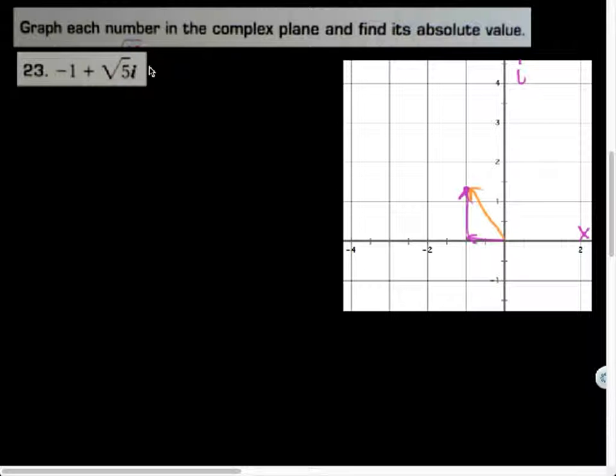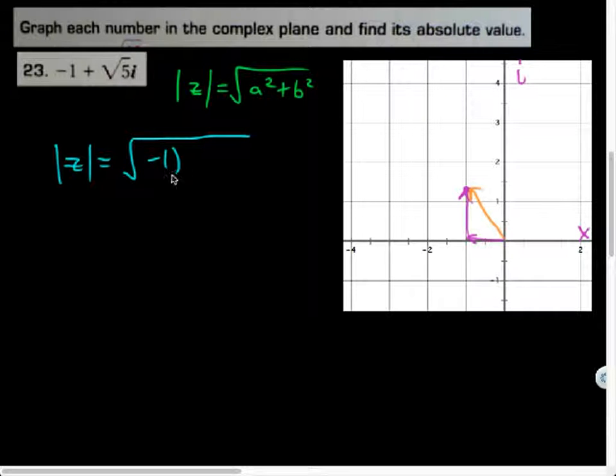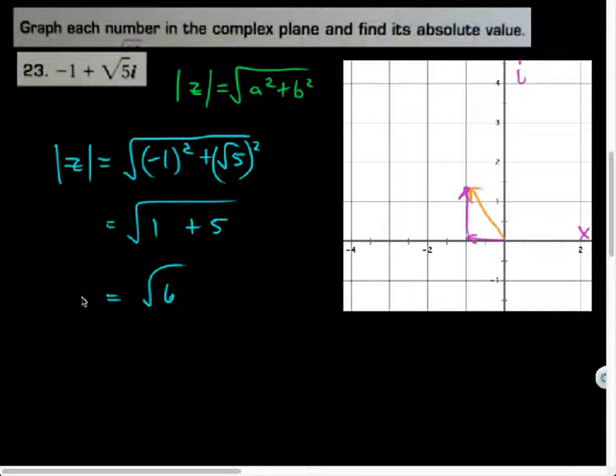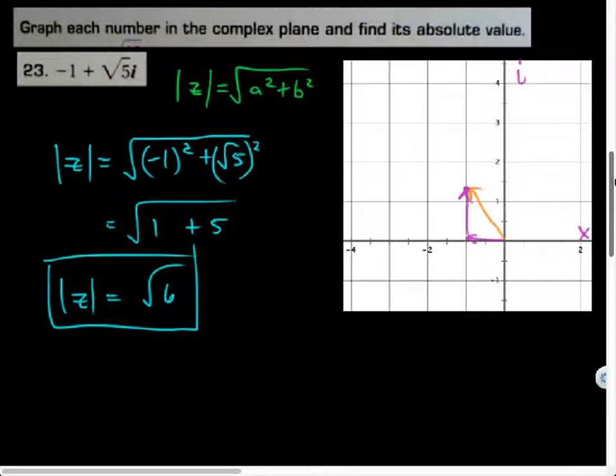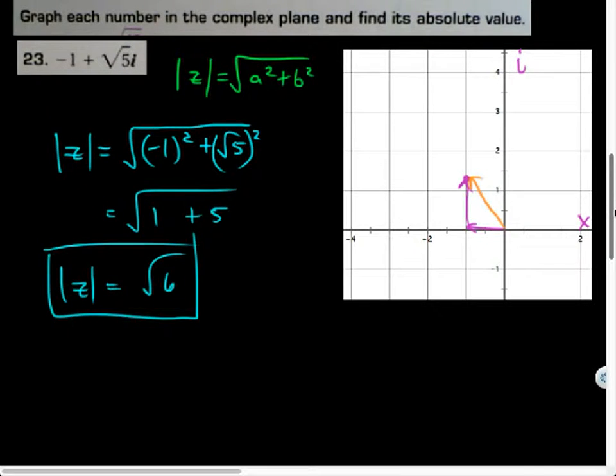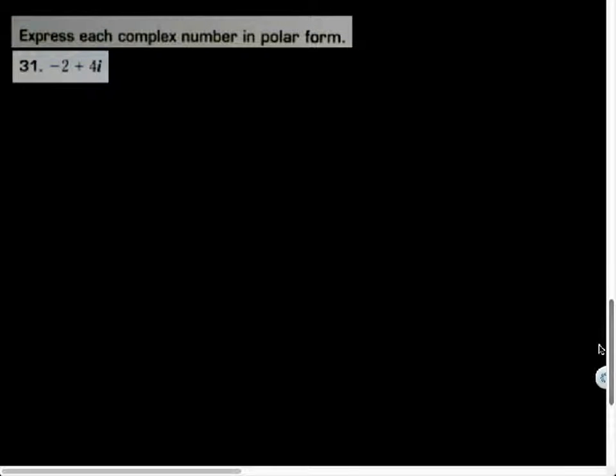But you can actually use a little formula for that. The modulus of this complex number is the square root of a squared plus b squared. This is just straight up Pythagorean theorem. So the modulus is equal to the square root of negative 1 all squared plus the square root of 5 all squared, which equals the square root of 1 plus 5, which equals the square root of 6. I believe that is the answer that the book had. And so the square root of 6 would also be this distance there. So that's the idea for problem 23, just a matter of using that formula and graphing it.